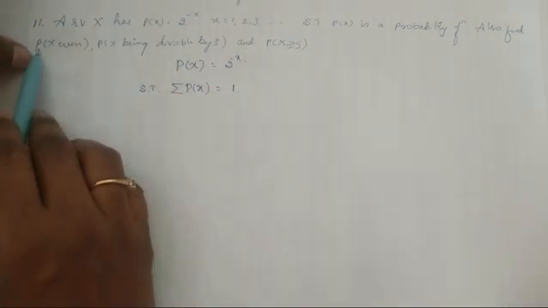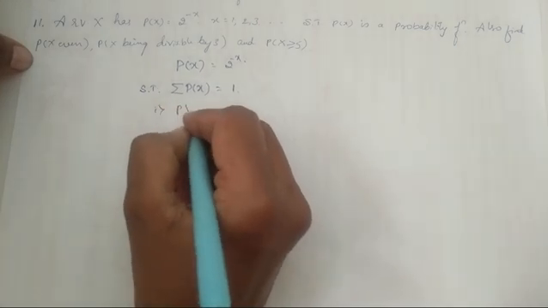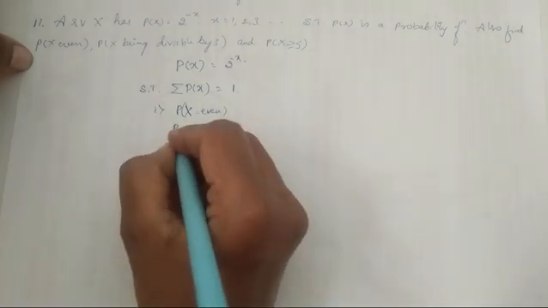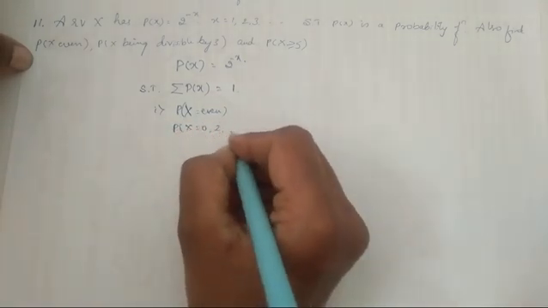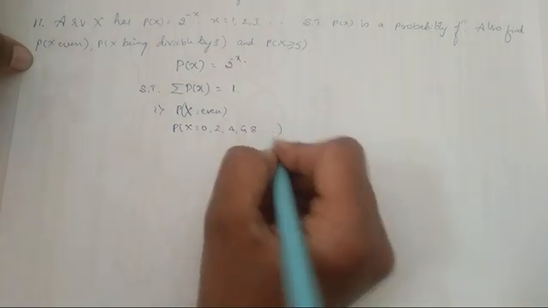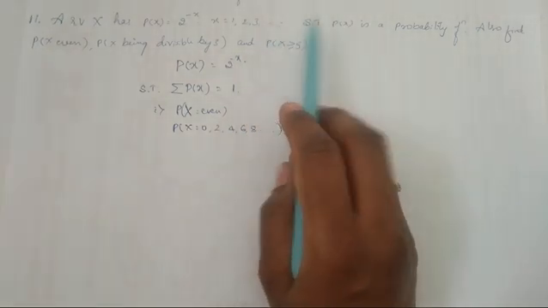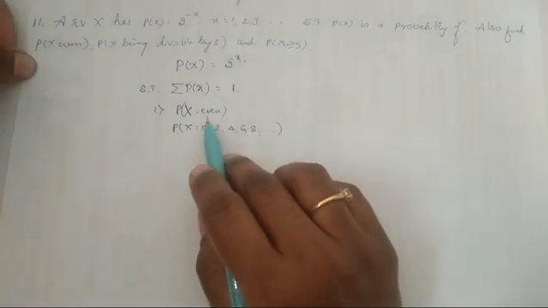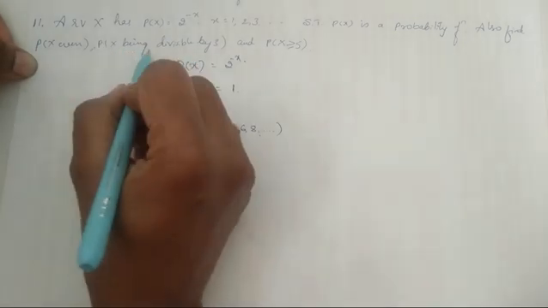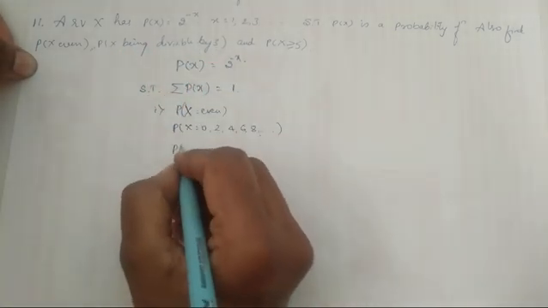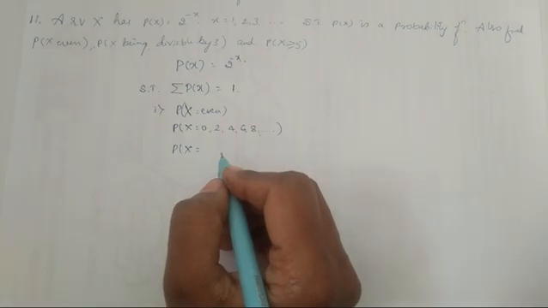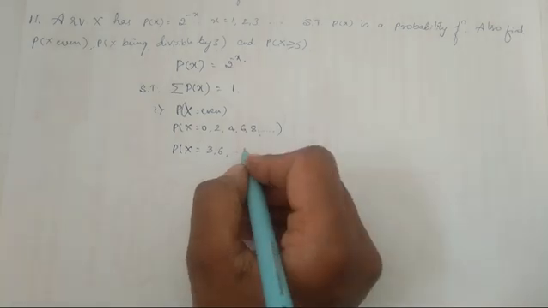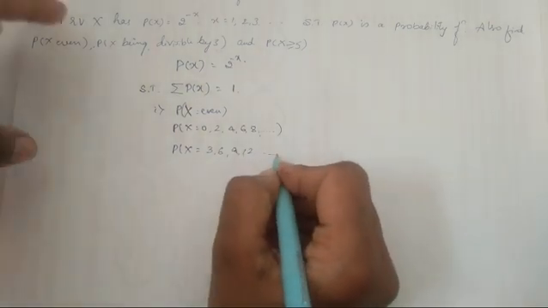Next, what we have to find? P of x is equal to even. That is, p of x is equal to 0, 2, 4, 6, 8, and so on. So it can take any value which is even. Next, p of x being divisible by 3. That means what values can we take? 3, 6, 9, 12 and so on, right?